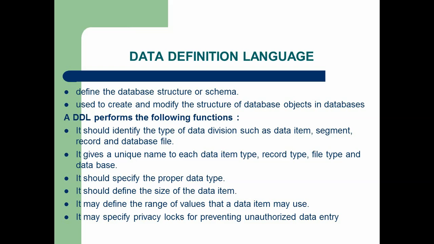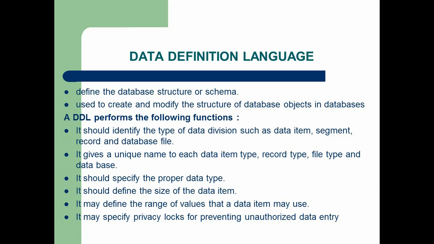Data type refers to what type of data we are going to store in the column, that is either text, number, symbols, or any other thing. Next, size refers to how much data we are going to save in the column. These are defined by this DDL. It may also define the range of values that a data item may use. Range of values means in a specific column or in a record, we can specify what type of data, what size of data, and next is the range. If you want, you can also specify the range for data used in a specific column.